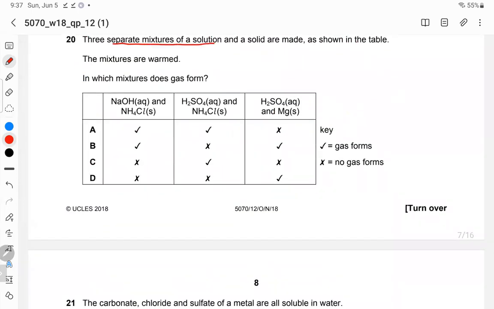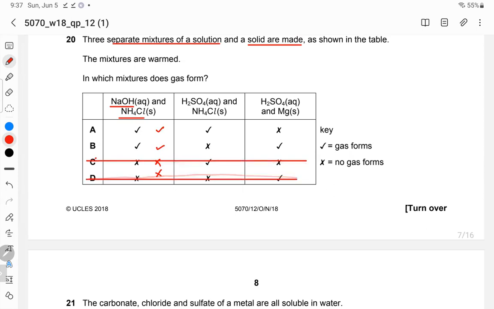3 separate mixtures of solutions and solids are made, as shown in the table. The mixtures are warmed. In which mixture does the gas form? When an ammonium compound is heated with an alkali, ammonia gas will liberate. So these two are correct and these two are wrong, due to which I can exclude C and I can exclude D as well. When ammonium chloride and sulfuric acid, in this case no gas is formed. So I will exclude A.